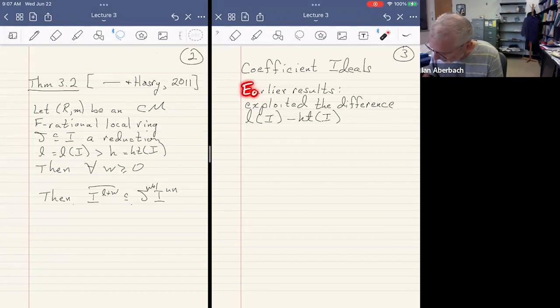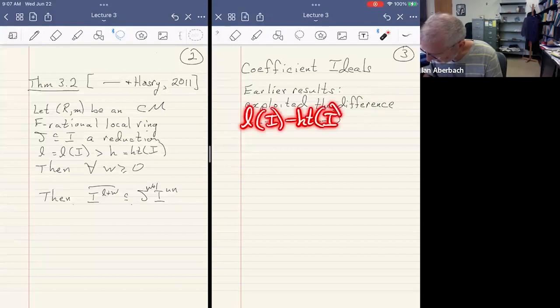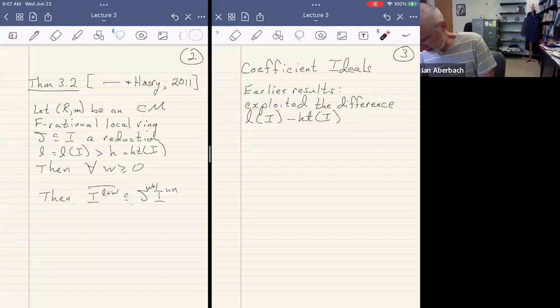Let me point out that in our earlier results, we've always exploited the difference between the analytic spread and the height. So we looked at L of I minus the height of I. And so the equation that I wrote at the end of lecture one and the start of lecture two, that really has the most power so far that we've seen when there's a difference in these two things, and we can use that.